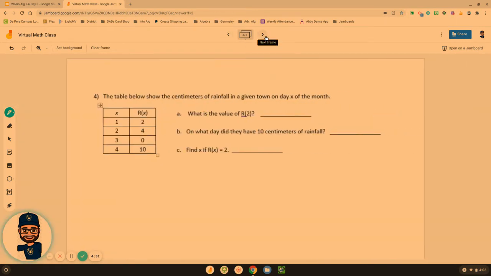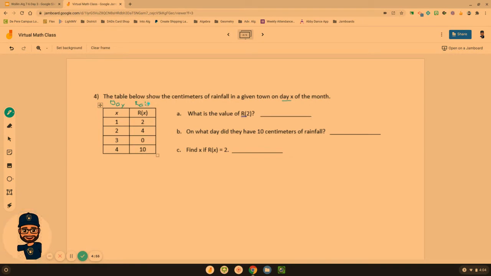So let's look at what that might look like in the form of a table, perhaps. The table below shows the centimeters of rainfall in a given town on day x of the month. Day x. So the x values are telling me the day, and this is the rain.